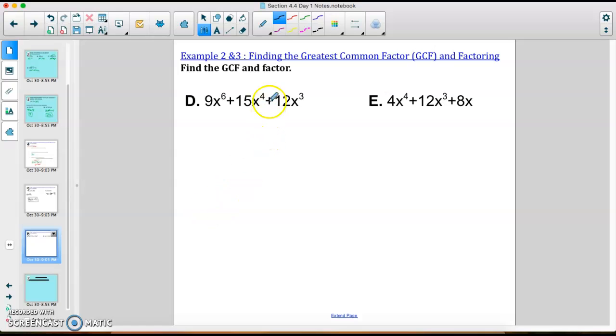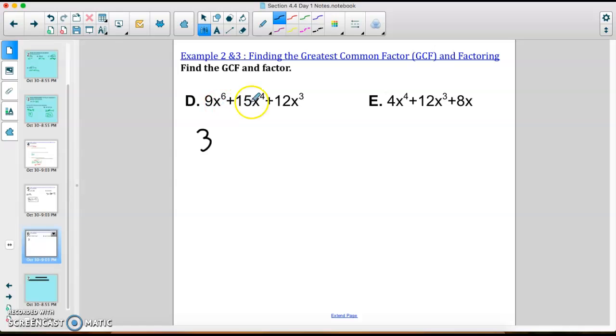All right, last thing here. Now we're going to ramp it up just a little bit. We're going to have 3 terms here. Ask ourselves, what can we take out of all 3 pieces? For numbers, I think this is divisible by 3, that's divisible by 3, and that's divisible by 3, right? Oh, I'm not quite ready yet to factor.